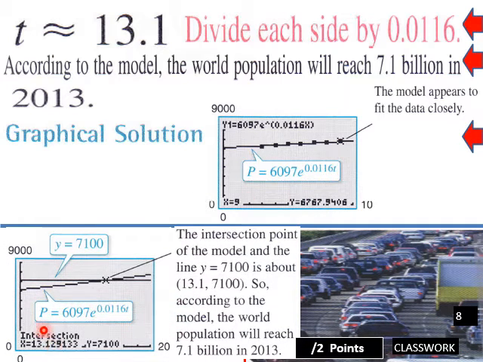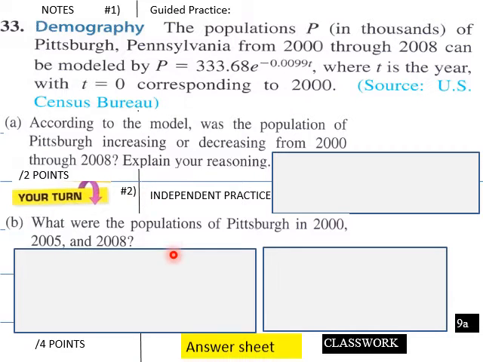And then when y equals 7100, we're going to make a flat line here at y equals 7100 on your graphing calculator, and then see where they intersect here. And it intersects at a little over 13.129. So it'll be a little over 2013 when it reaches 7.1 billion according to that model. So that's an example of using a model.